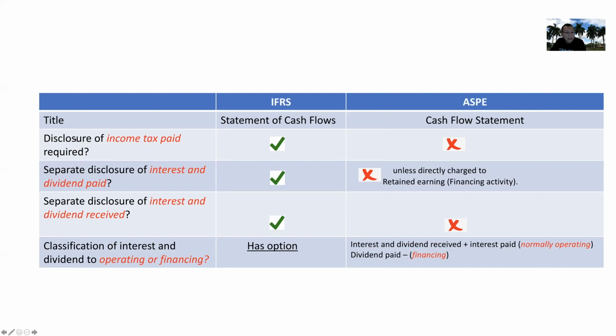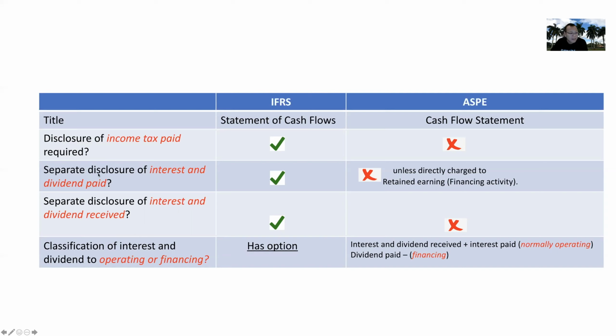Disclosure of income tax paid required? Under IFRS, the income tax paid to CRA has to be disclosed. So you're going to have one line in the statement of cash flows telling your user the amount of income tax paid. You have to separately present this information. Under ASPE, that's not required.